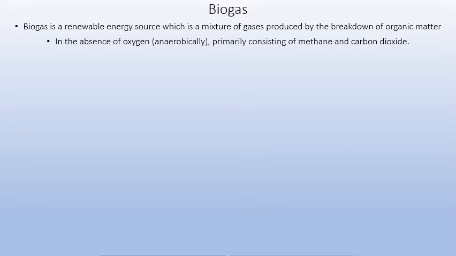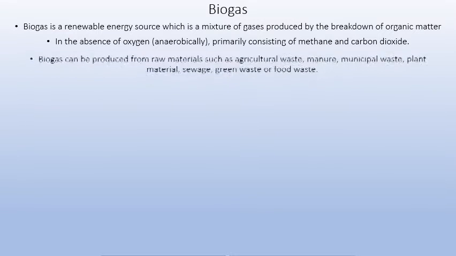Biogas is a renewable energy source which is a mixture of gases produced by the breakdown of organic matter in the absence of oxygen. That is why we use the word anaerobic digestion, because anaerobic means absence of oxygen, aerobic means presence of oxygen. Just like in the last chapter on waste management, we learned about composting, and composting was done in two ways: aerobic and anaerobic. Aerobic was in the presence of oxygen, anaerobic was in the absence of oxygen. This process, anaerobic digestion, happens in the absence of oxygen, which means it is completely closed from the outer surface. And the final gases produced are mostly methane and carbon dioxide.